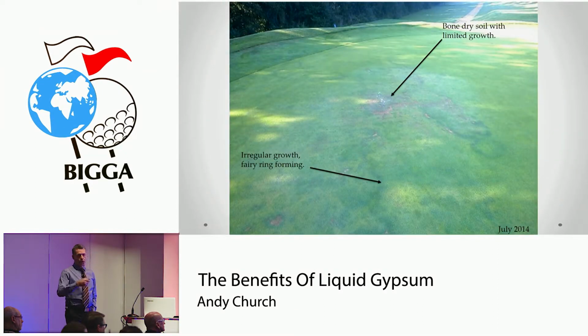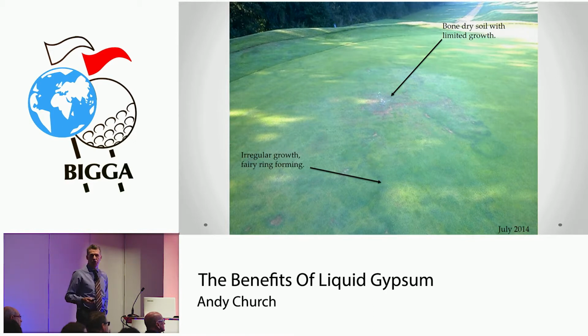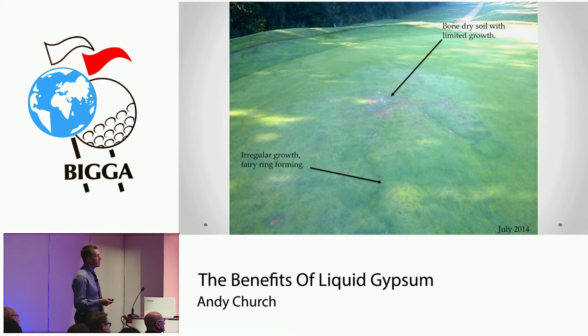So just transferring that into what you will see on a daily basis, we took a snapshot of a green that hasn't been performing properly for a greenkeeper. He's basically limited to using a small portion of this green because the back is basically dead. When it gets wet, it gets very wet, and when it gets dry, it gets very dry. So you've got bone dry soil, which is limiting growth, irregular growth, and fairy rings forming.